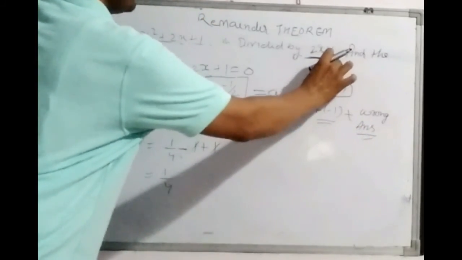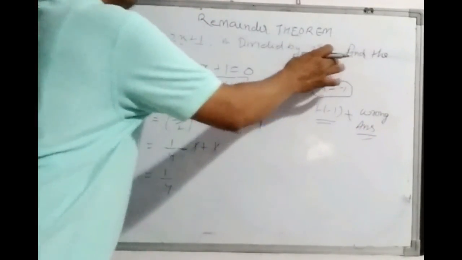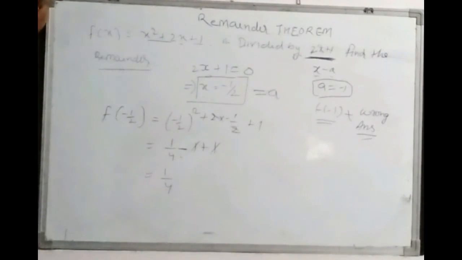So here a यहाँ पे क्या है? a is zero of this dividing polynomial. So this is the remainder theorem. Let's do some practice from NCERT.